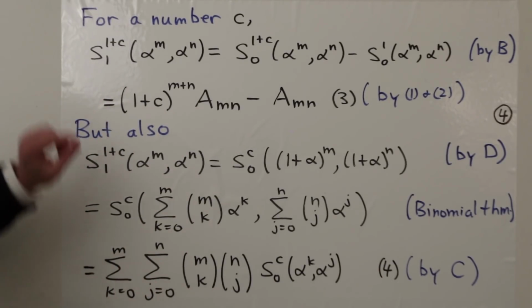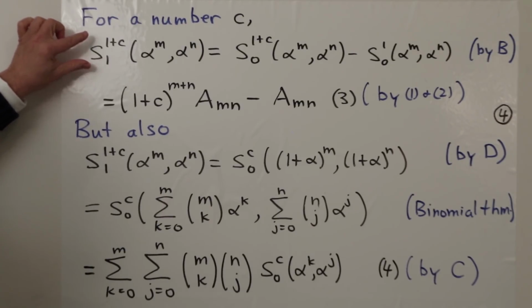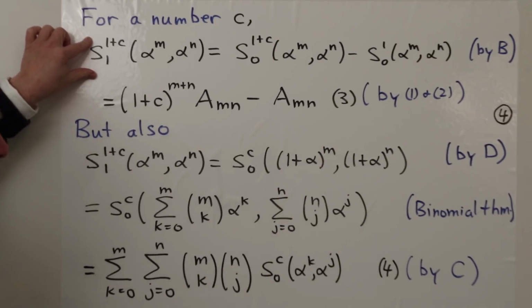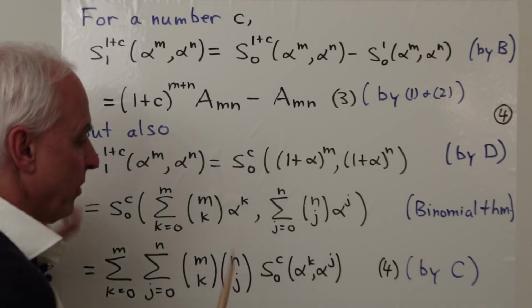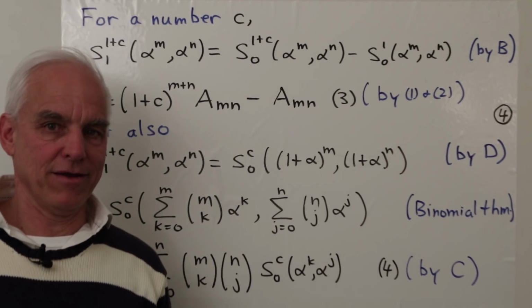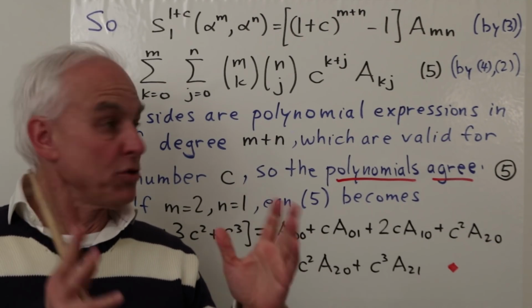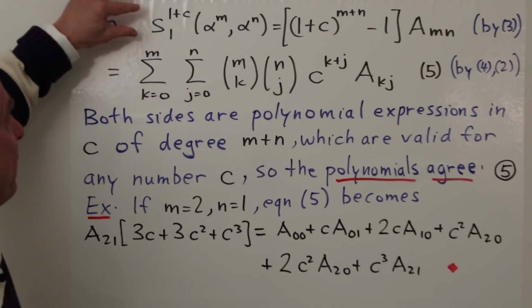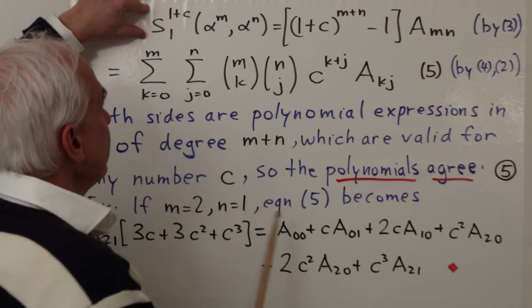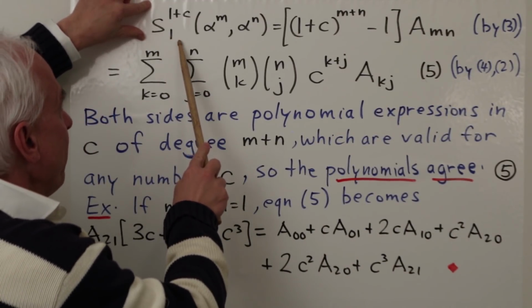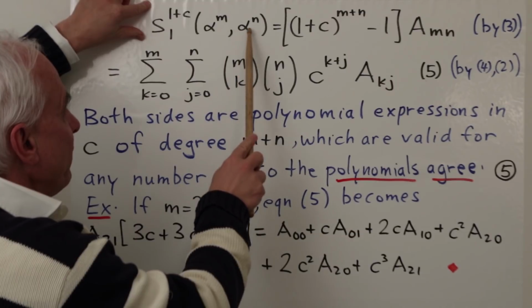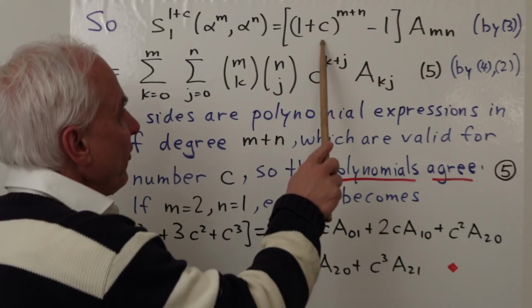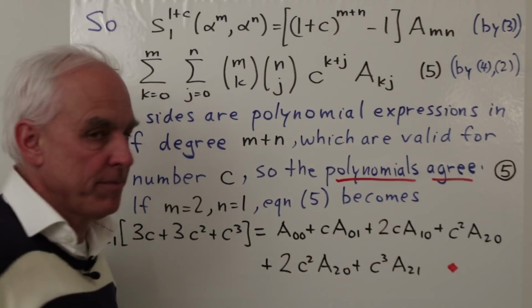So we now have two different expressions for the same quantity. This quantity and this quantity are the same. So we have equation number 3 for it, and now we have equation number 4 for the same thing. So let's put those two things together and clean them up a little bit. The first one, equation 3, the signed area from 1 to 1 plus c of alpha to the m, alpha to the n, we can now pull out the factor a sub mn, and we have 1 plus c to the m plus n minus 1.